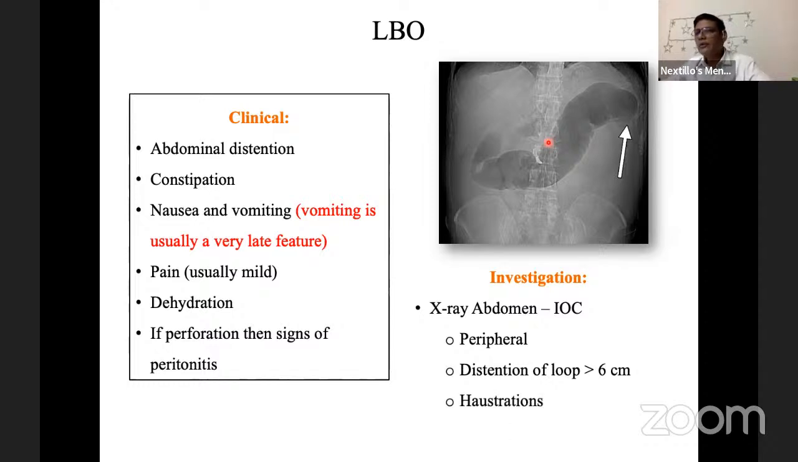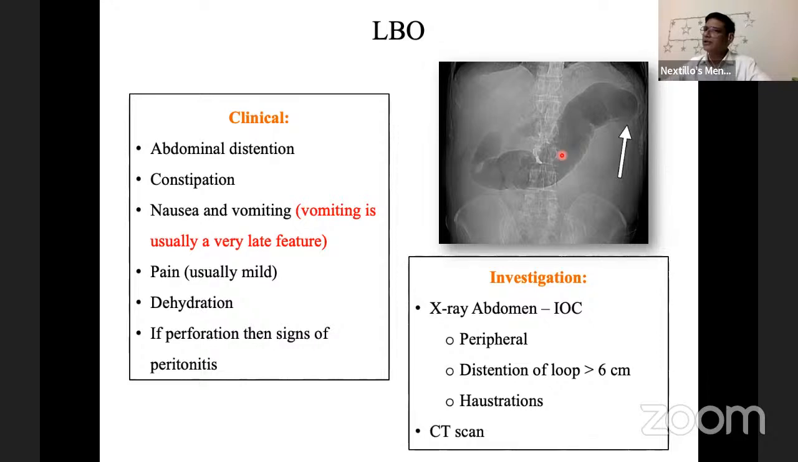Haustra may be visible. These small lines that you see here in this X-ray, you don't find the valvulae conniventes, which cross the whole of the intestine. You see these lines here, just over here by the side. These are the haustra. So haustrations are visible here. To confirm the diagnosis, we may utilize the CT scan. CT scan, no doubt, is more sensitive and more specific. It may tell us even the etiology exactly, what caused the obstruction.